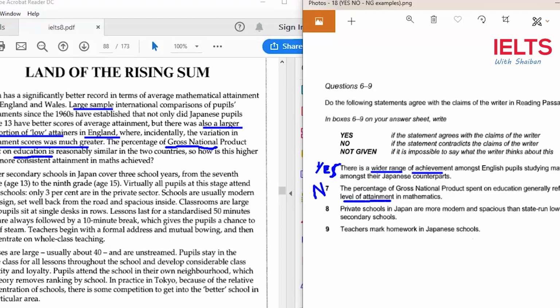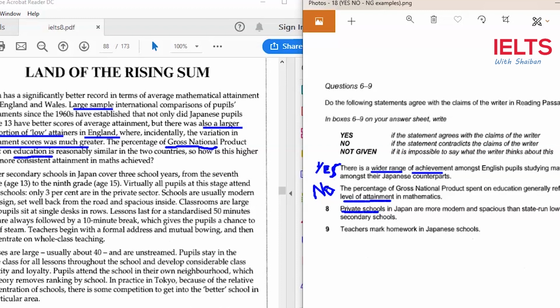So this is a no. Number 8. Private schools in Japan are more modern and spacious than state-run lower secondary schools. So he said private schools in Japan are more modern. So first we have to find the key of the private schools. If, of course, as I said previously, all the questions come in order.